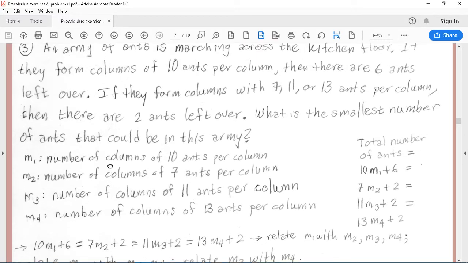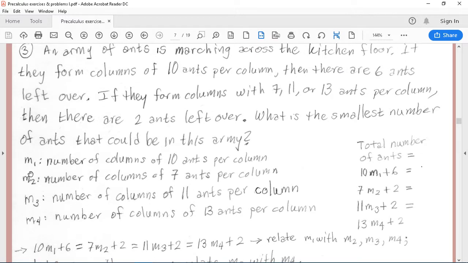We're going to define the following variables. M1 is the number of columns of 10 ants per column. M2 is the number of columns of 7 ants per column. M3 is the number of columns of 11 ants per column. M4 is the number of columns of 13 ants per column.